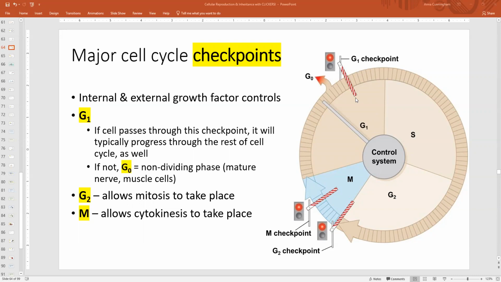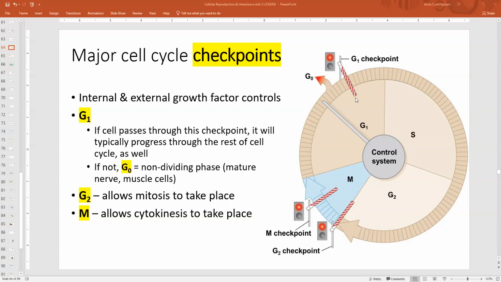All right. So that's G1, again, one of the most important checkpoints. If a cell gets through the G1 checkpoint, it's probably going to go through cell division, or it has the capability of going through cell division. Cells that are in G0 will not be moving through the G1 checkpoint, and therefore they're probably not going to divide. So that's nerve cells and muscle cells.